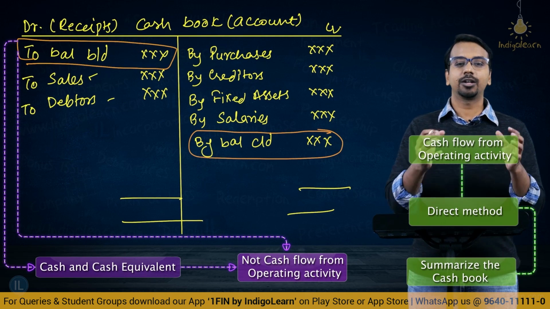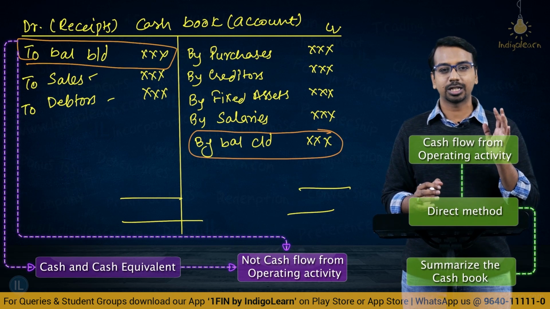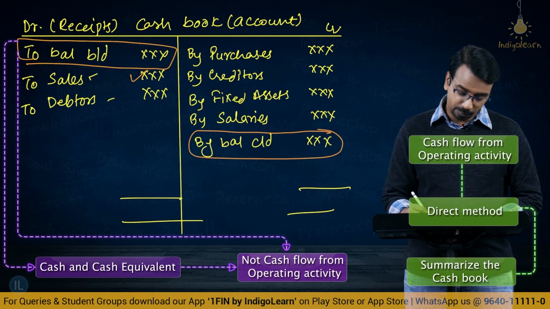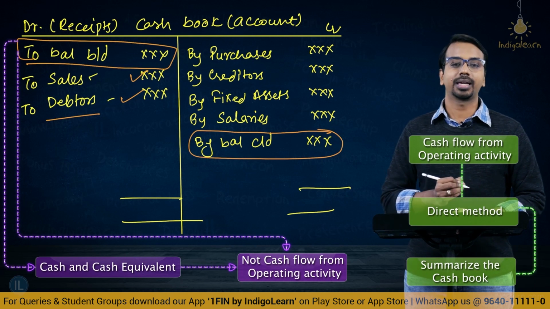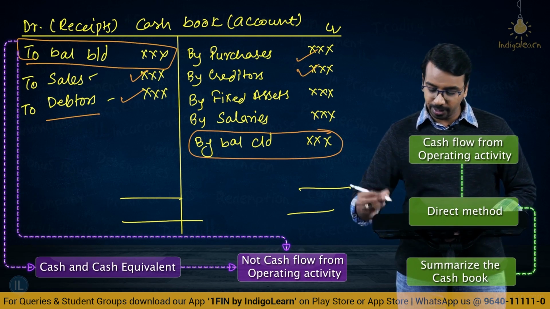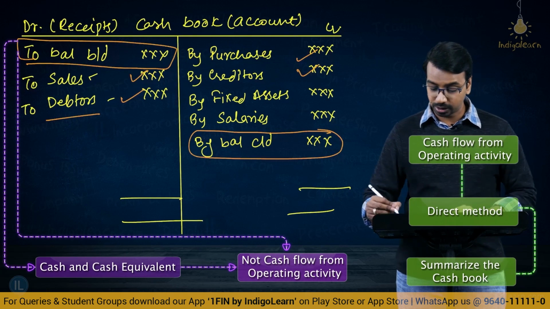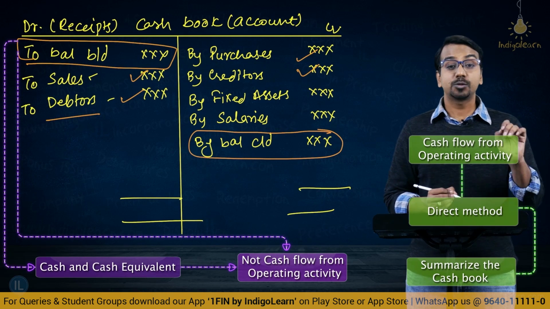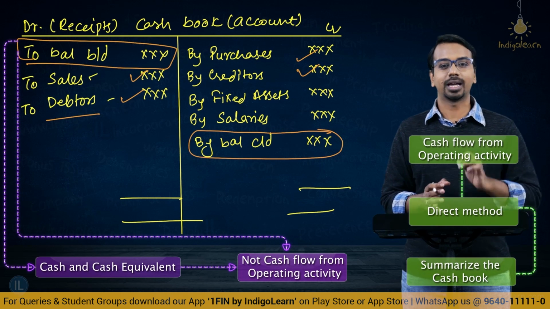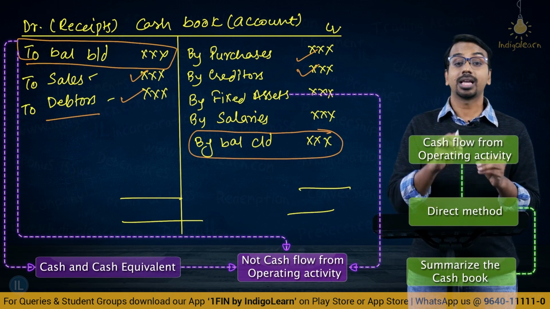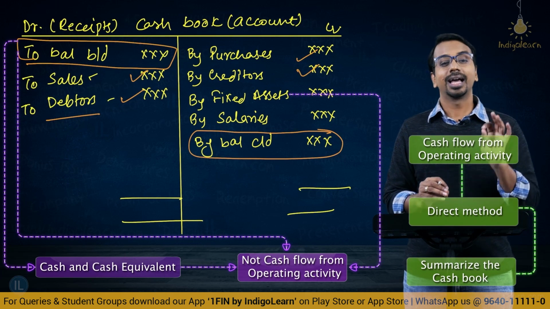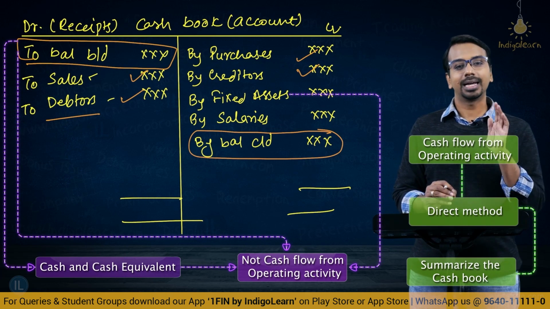Is cash generated from sales your operating activity cash flow? Yes, that is definitely a cash flow from operating activity. Money from debtors? Yes, these are my cash flow from operating activity. Purchases? Definitely yes. Payment to creditors? These are my cash outflows. Purchase of fixed asset. Is purchase of fixed asset a cash flow from operating activity? The answer is no. We have already understood that anything related to fixed assets or investments should be classified as cash flow from investing activity.